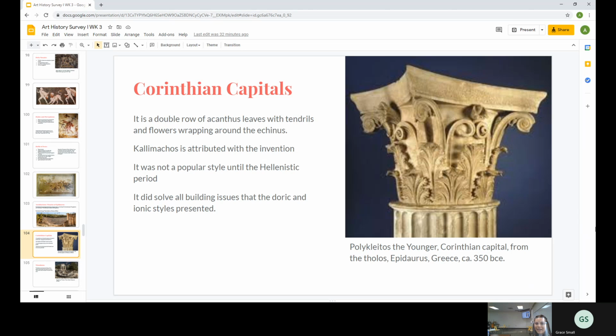And eventually Corinthian capitals are created. I think you can tell the difference between an Ionic, Doric, and Corinthian. Corinthian columns are very elegant, exaggerated, over the top, which is a testament of the time. Corinthian columns are invented right before the Hellenistic period. They will become very popular during the Hellenistic period, which is all about over-exaggeration of everything.